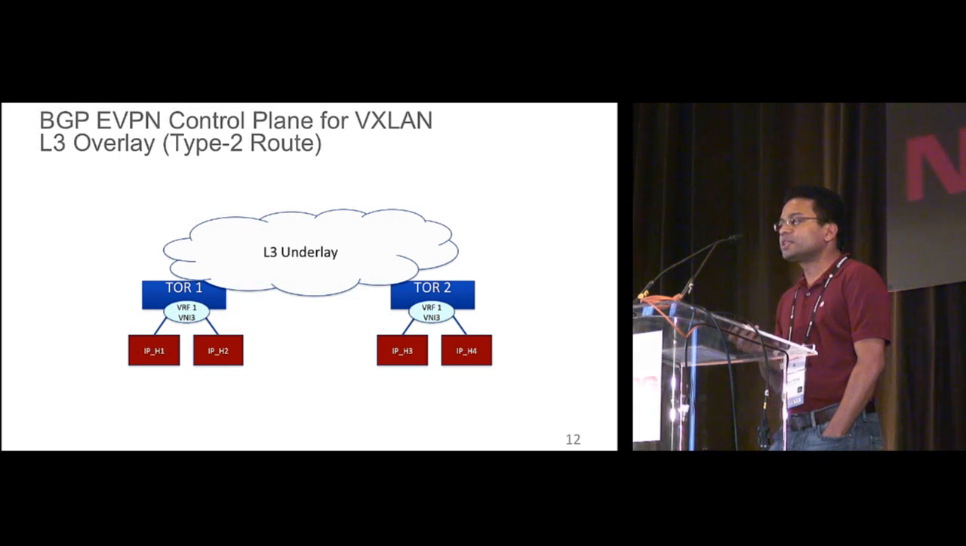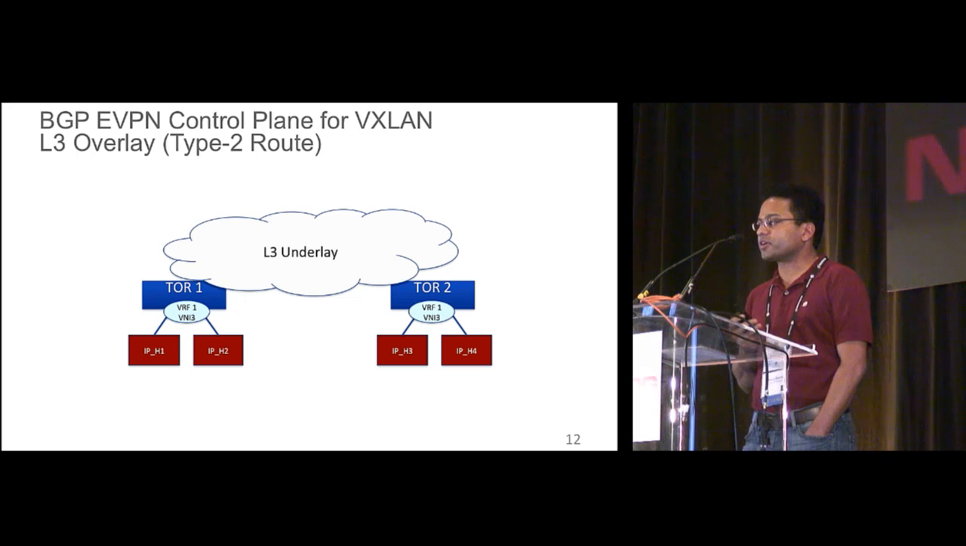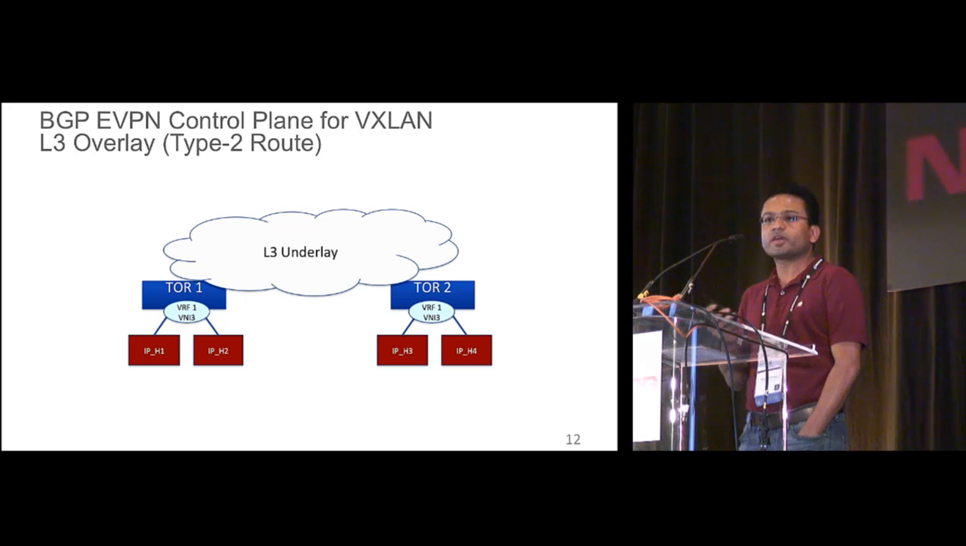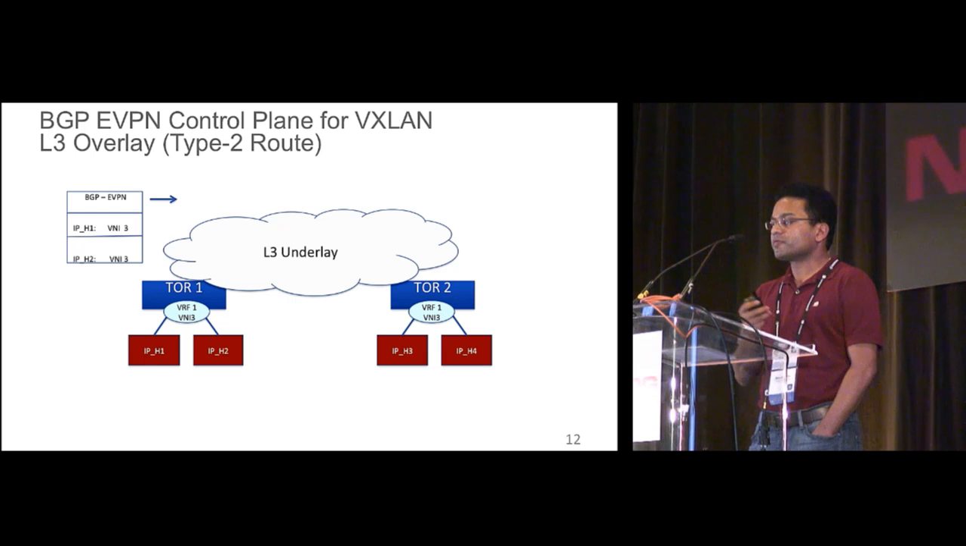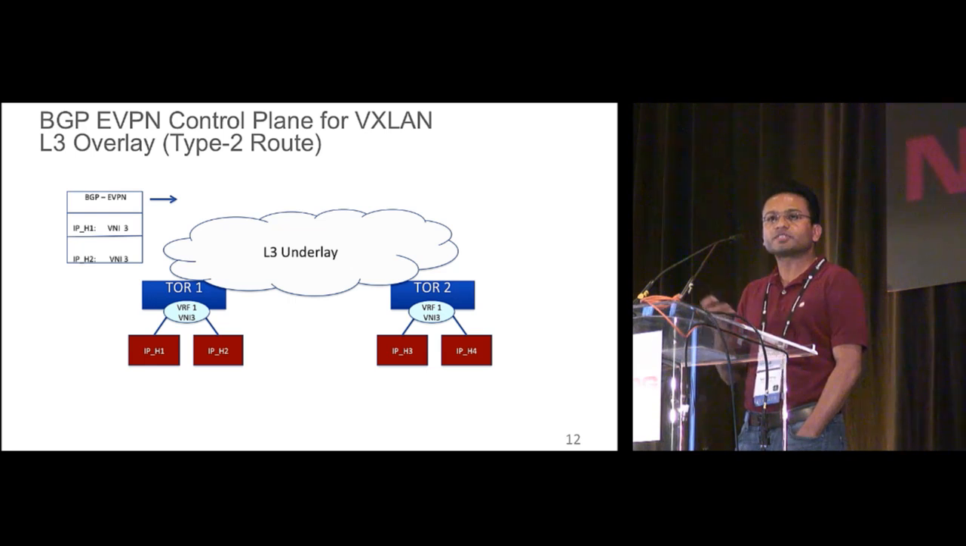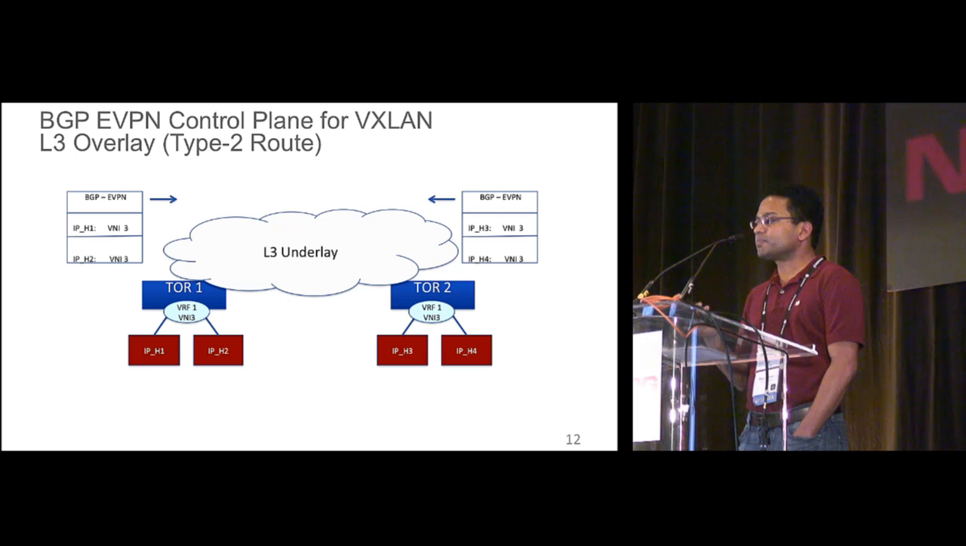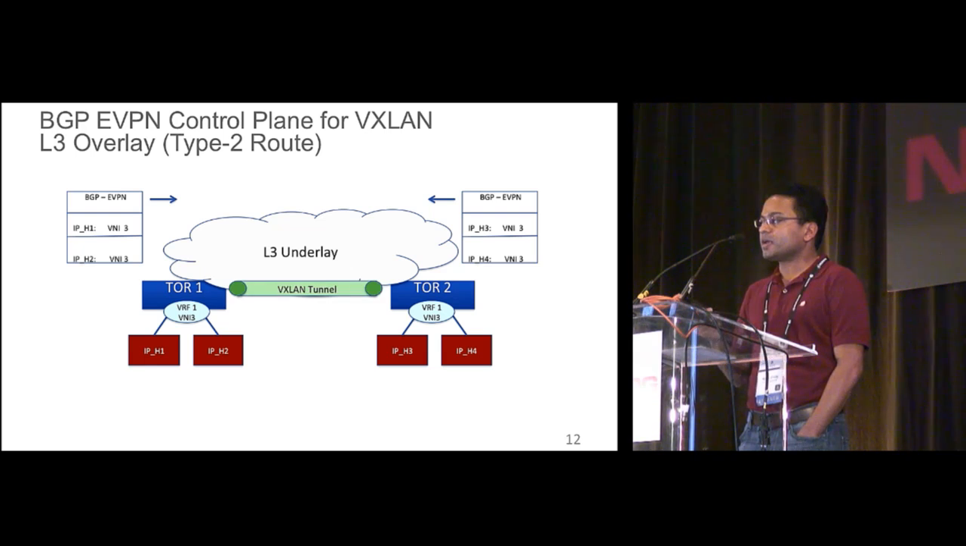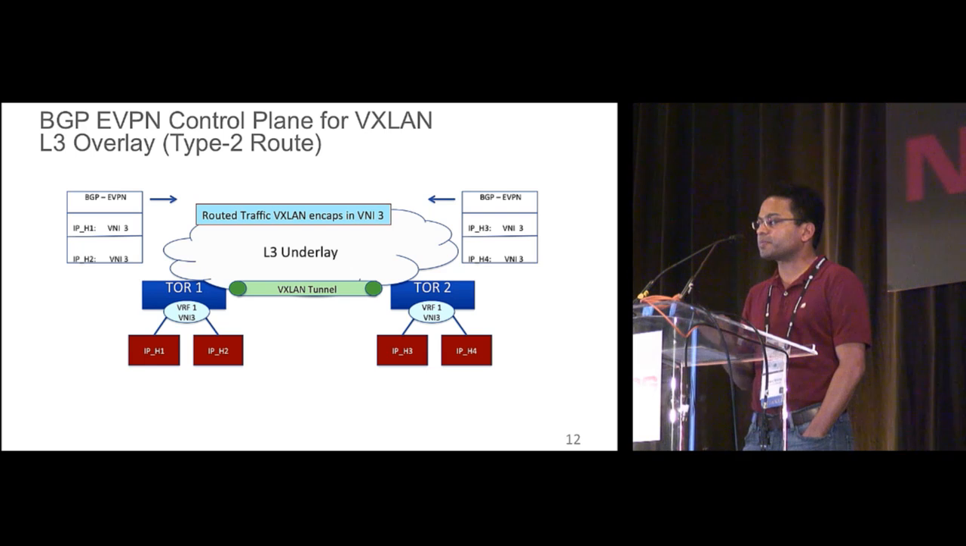Okay, going down to the L3 overlay. This is basically for the routed traffic. Here TOR 1 and TOR 2 both have the same VRF 1 with a VNI of 3, which is an L3 VNI, and it has two IP hosts on both TOR 1 as well as TOR 2. So it will send a type 2 route with a host IP with an L3 VNI. Both the hosts have the same L3 VNI. Similarly, TOR 2 sends back the same for the host connected to TOR 2 with VNI 3. And finally, we have the VXLAN tunnel, and then we have routed traffic with VXLAN encaps with VNI 3. So basically, it's routed.